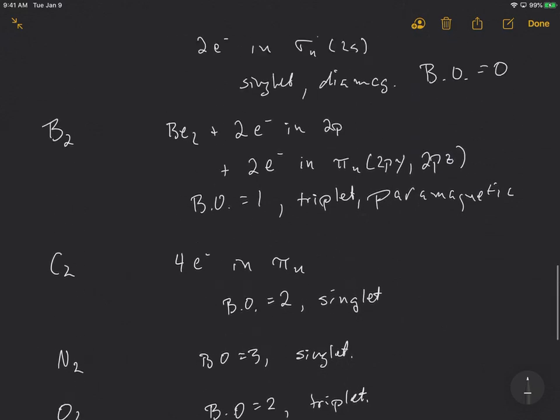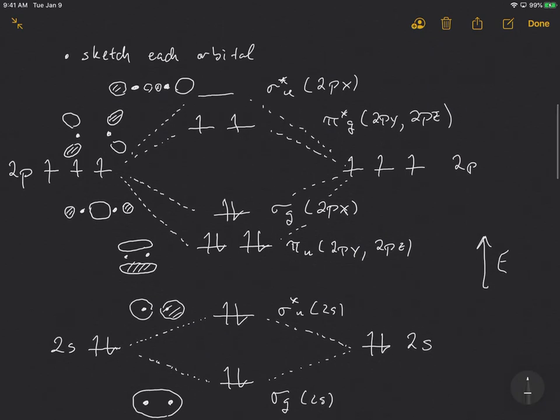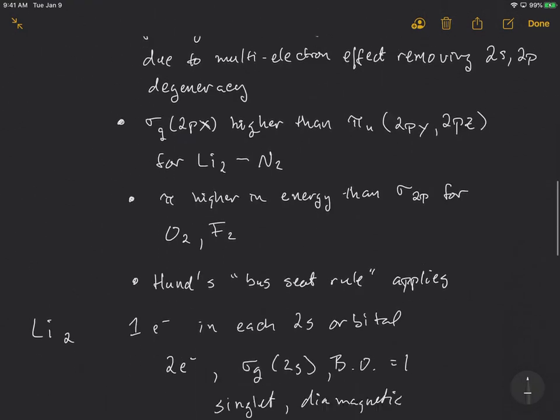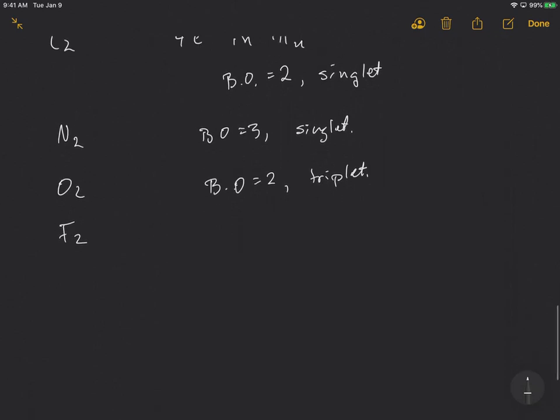For F2, and I neglected to include the electrons on the 2p orbitals for oxygen. So there's oxygen. Then we're going to add 2 more electrons here. That's going to put 2 more electrons here. And we end up with a bond order of 1 and a singlet for F2.